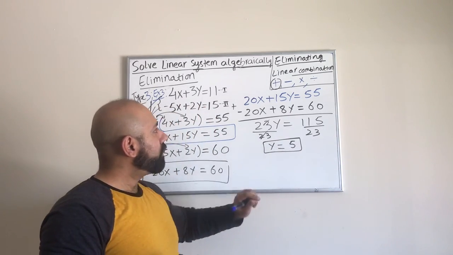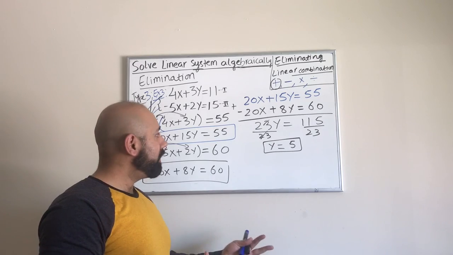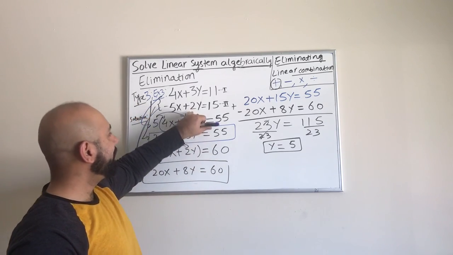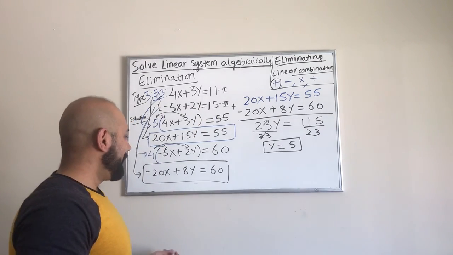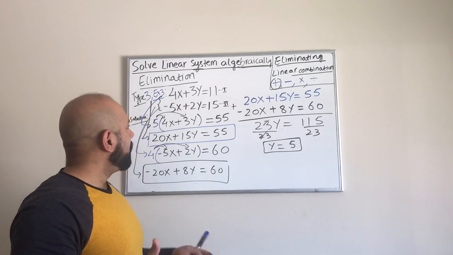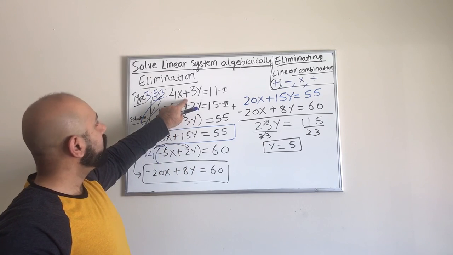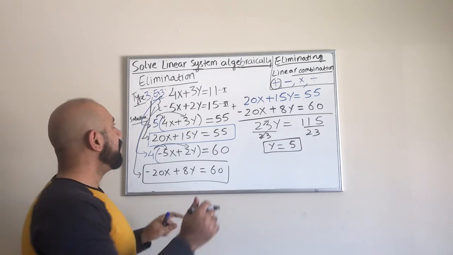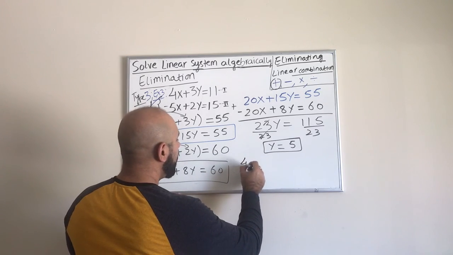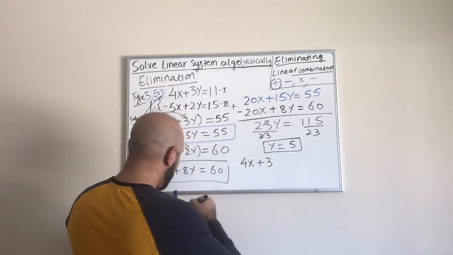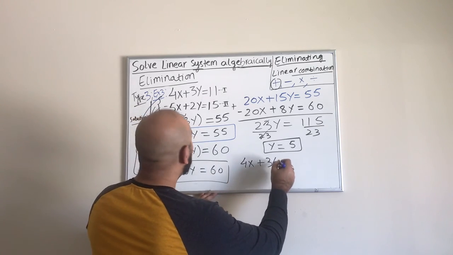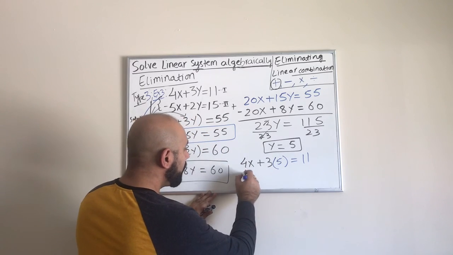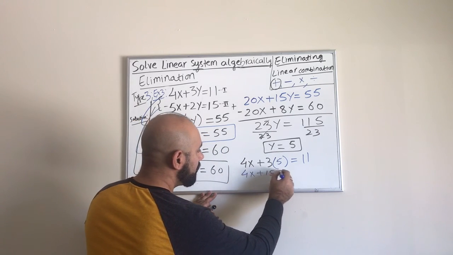Once I have y equals 5, we still have to find the x value. Now to find the x value, you can go back to this equation or this equation or this or this. You have 4 options. It's up to you which one you want to use. I'm going to use number 1, guys. I mean, you can try using number 2. You should still be able to get the same value for x. So I'm going to use 4x plus 3 times y, which in this case is already 5, and that equals 11. Let us simplify. We got 4x plus 15 equals 11.